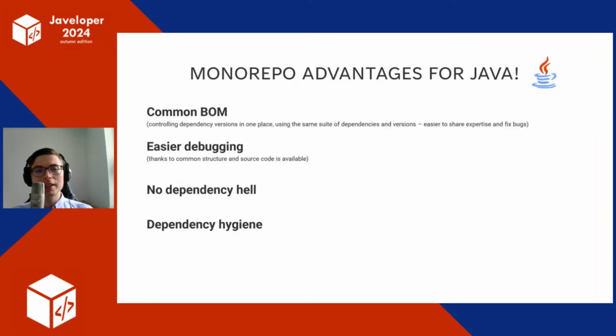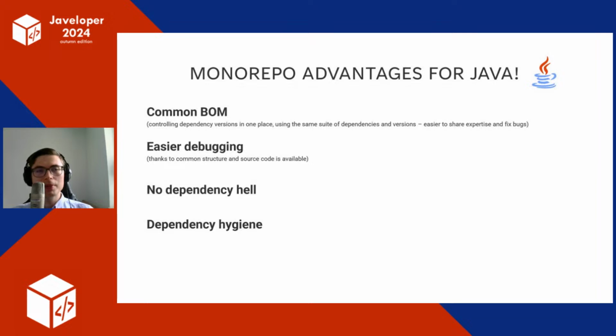So as promised, we'll explore some monorepo advantages for Java. As we said, the common bill of materials will ensure that you can just control the dependency version in just one place. And by using the same suite of dependencies and versions, it will be easier to share the expertise and fix any kind of errors.